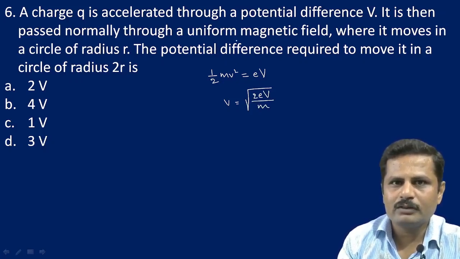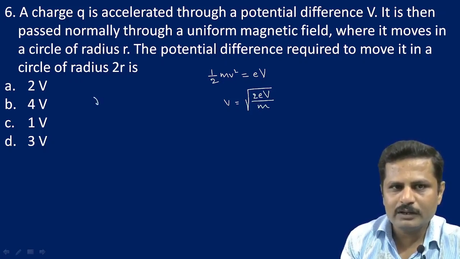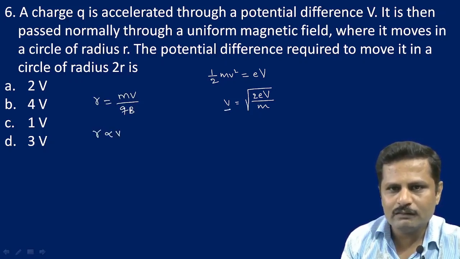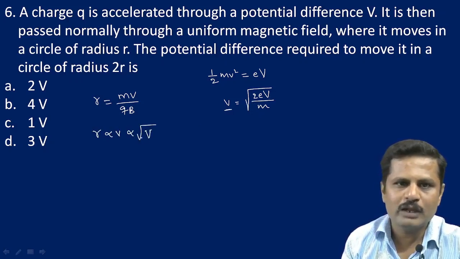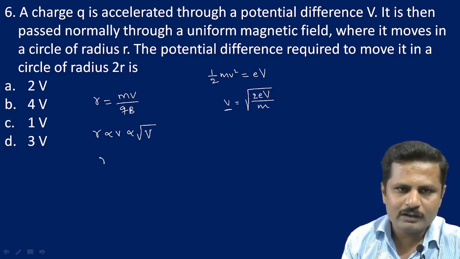Whenever it is passed normally through a uniform magnetic field, it follows a circular path whose radius is given by r equals mv divided by qB, that we know. Here the radius of the circular path is directly proportional to v. But v is directly proportional to root of the potential difference, root V. So the radius is directly proportional to root V, or else the potential difference V is directly proportional to r squared.